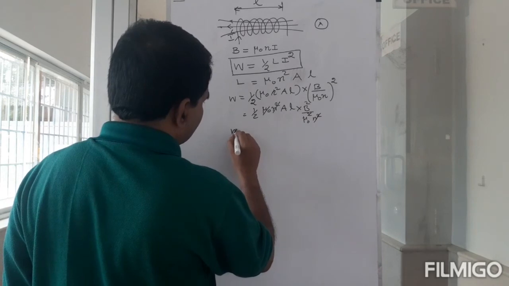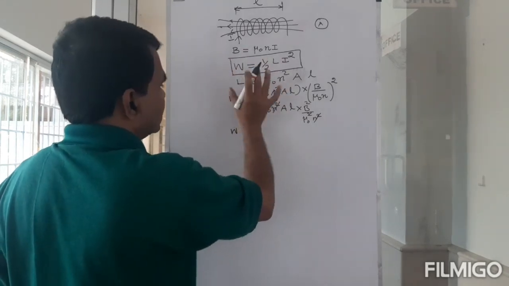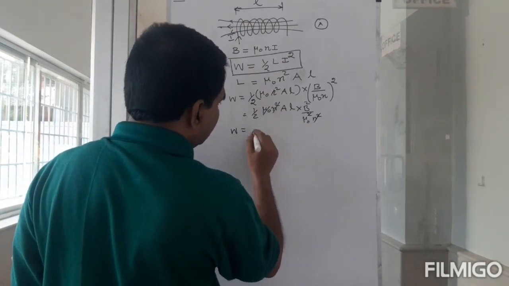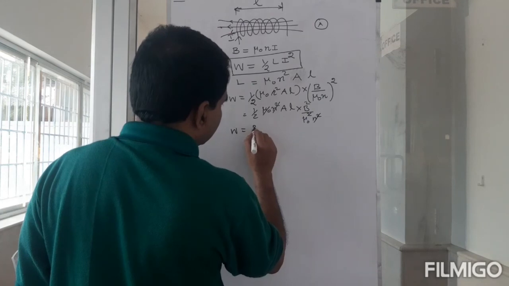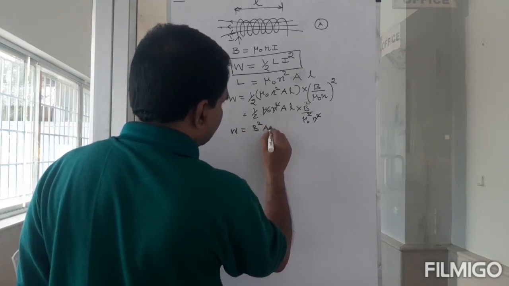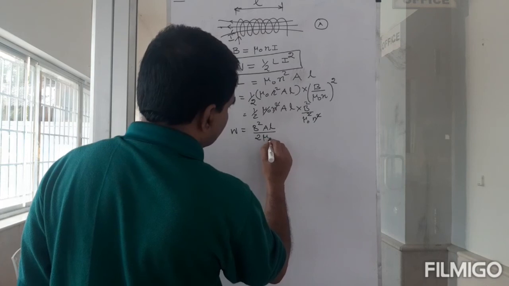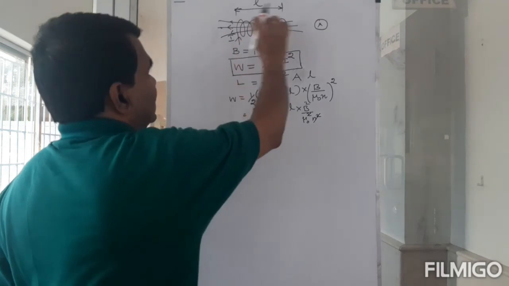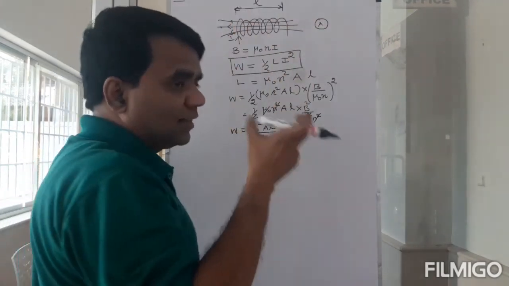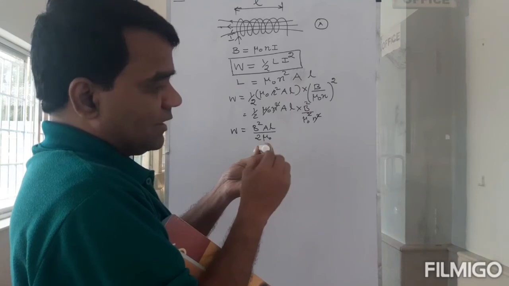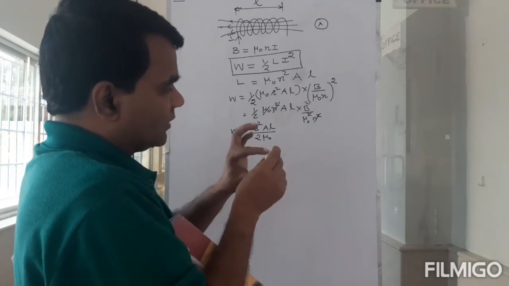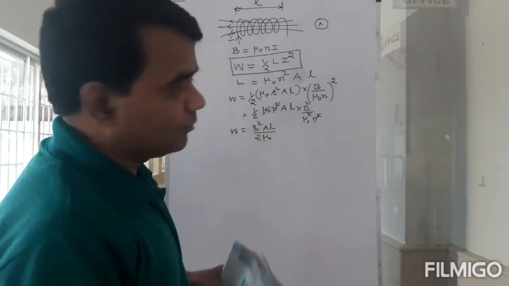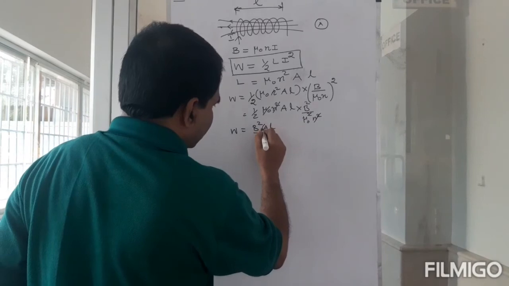So the work done, or the energy stored in the magnetic field, is given by this expression: B squared A l by 2 mu naught. So what is A l? A is the area of the solenoid and l is the length of the solenoid. So A l is equal to the volume of the solenoid.